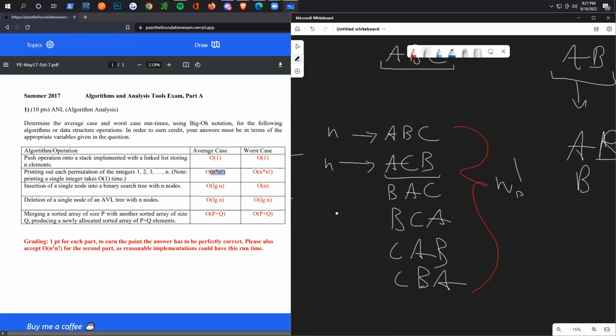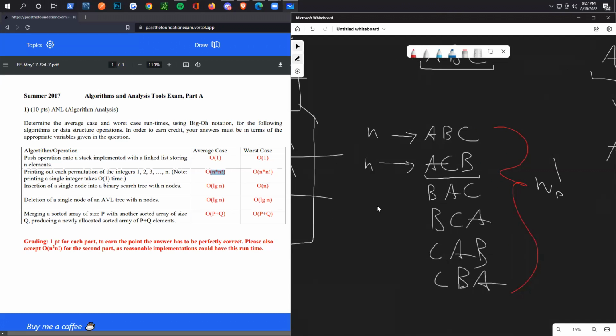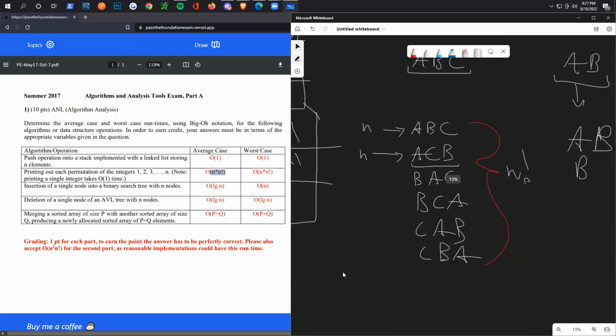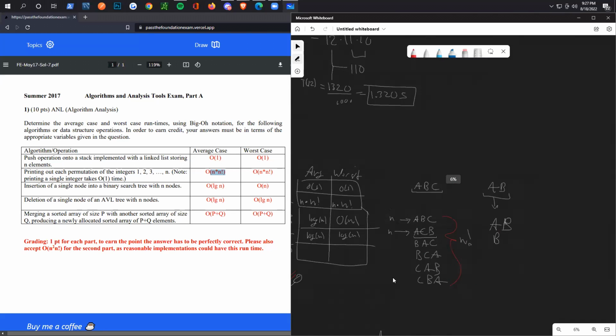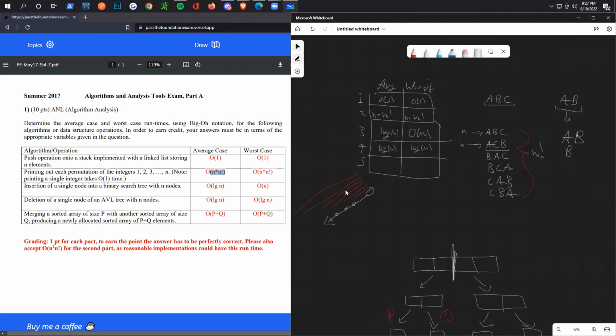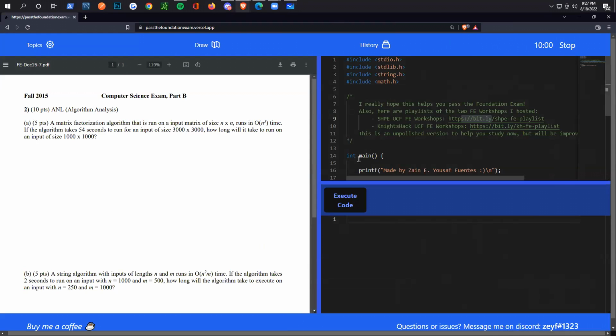So yeah, watch out for some small things like that. Like I just saw permutation, I went straight through to n factorial explaining it, but they'll try to get you with little things like that. So yeah, there we go. And let's go on to the next question.